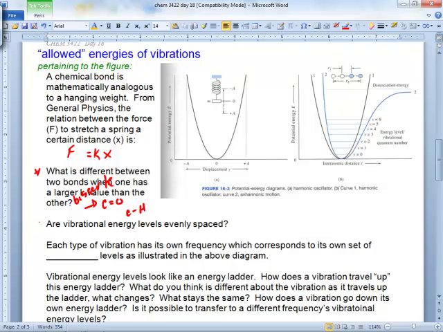Robert? Vibrational energy is even with space. I'm going to say no. Well, look at the diagram. Oh, I thought the top line was normal. Okay. Then yeah, they are. Ashley? Each type of vibration has its own individual set of dipoles as illustrated in the diagram.